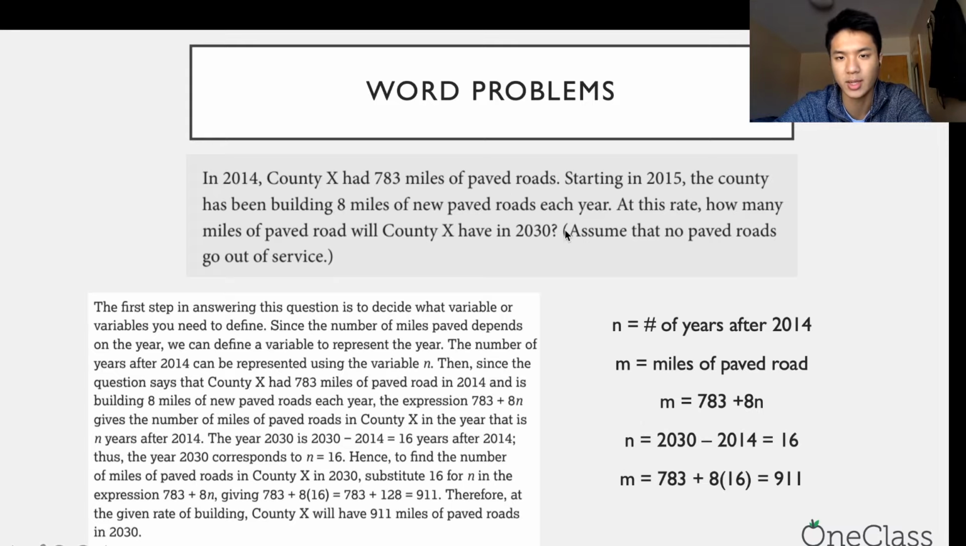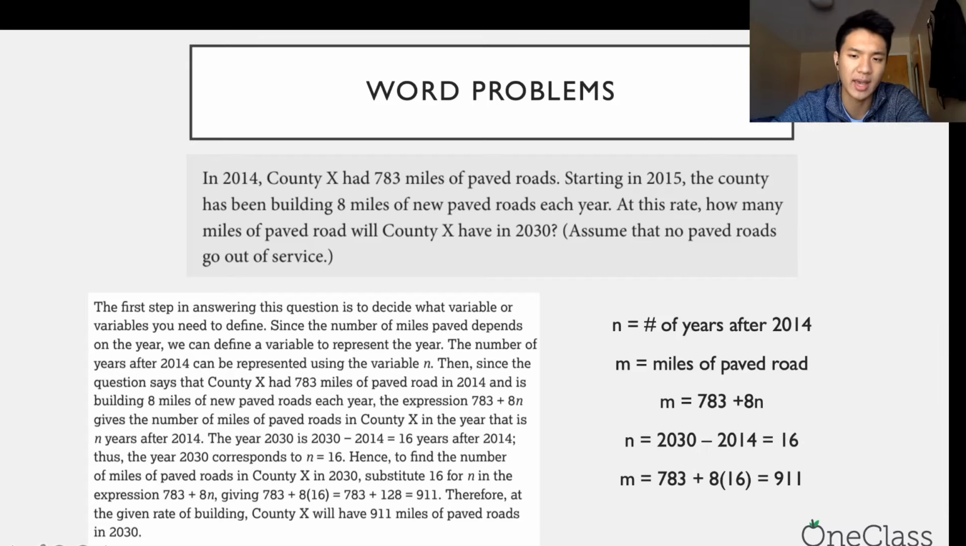Between 2030 and 2014, there were 16 years that passed. In those 16 years, every year, 8 miles of new paved roads were built, and that's represented by plugging 16 into our existing equation. So m equals 783 plus 8n is now equal to 783 plus 8 times 16 years, and that gives us 911 miles. And so our final answer would be 911 miles of paved roads in 2030.